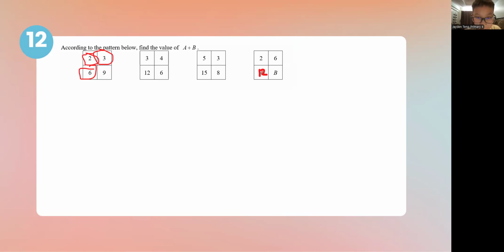But wait, for this one, 45, 5. This one, when you multiply it by 45, only gives you 9, which is not 8. So I'm assuming this pattern is wrong. I think I'm gonna keep on looking.